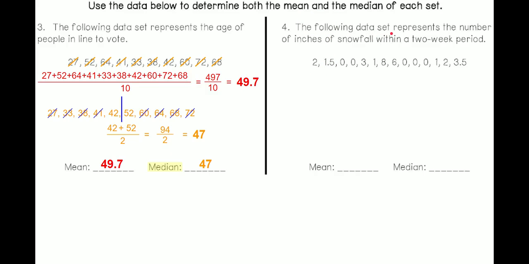Number 4, the following data set represents the number of inches of snowfall within a 2-week period. So let's find the mean average first. We need to add up all the numbers, 2 plus 1.5 plus 0. Yes, we do have to include the zeros, so we're adding the zeros. 1 plus 8 plus 6 plus 0 plus 0 plus 0 plus 1 plus 2 plus 3.5.